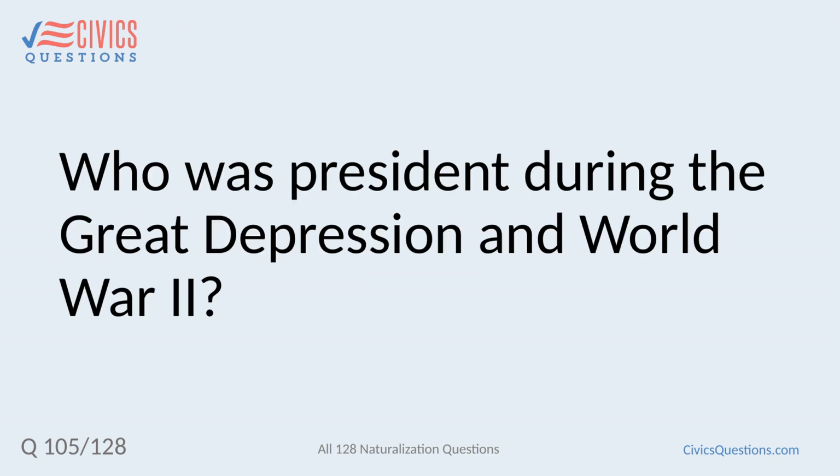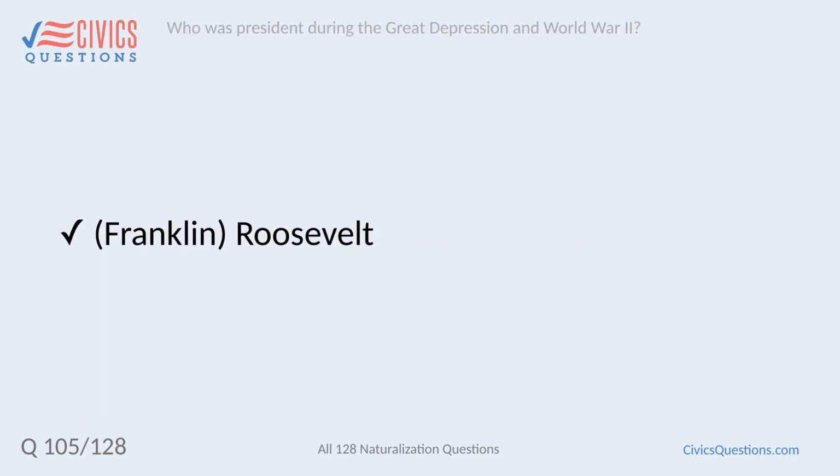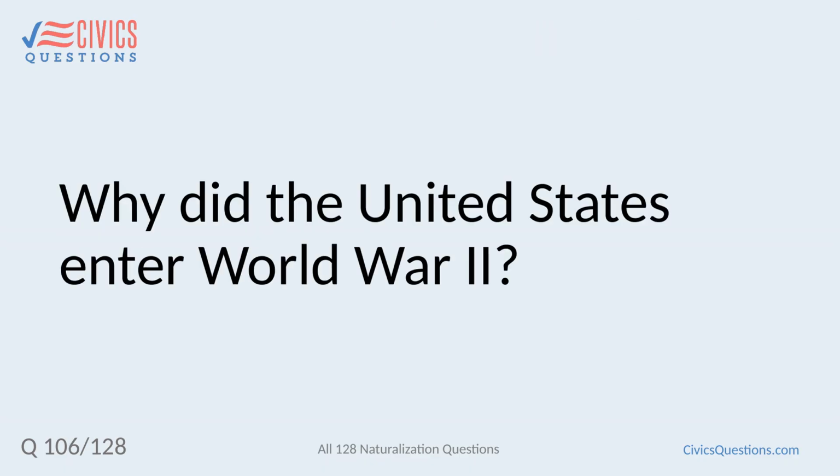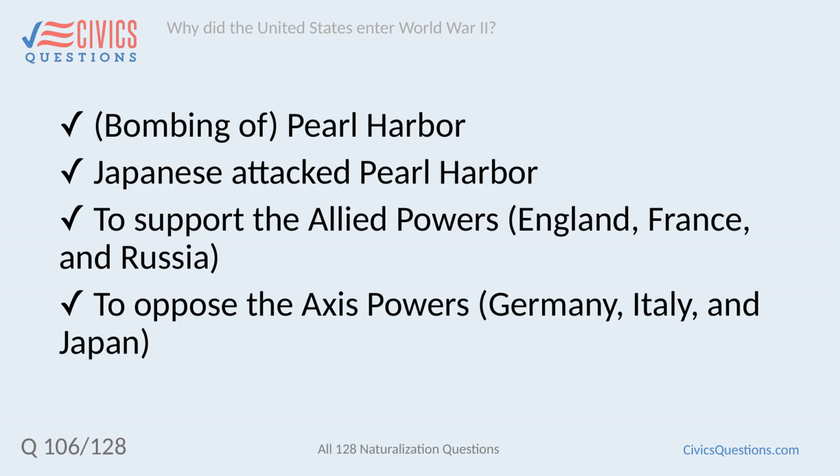Who was president during the Great Depression and World War II? Franklin Roosevelt. Why did the United States enter World War II? Bombing of Pearl Harbor. Japanese attacked Pearl Harbor. To support the Allied powers, England, France, and Russia. To oppose the Axis powers, Germany, Italy, and Japan.